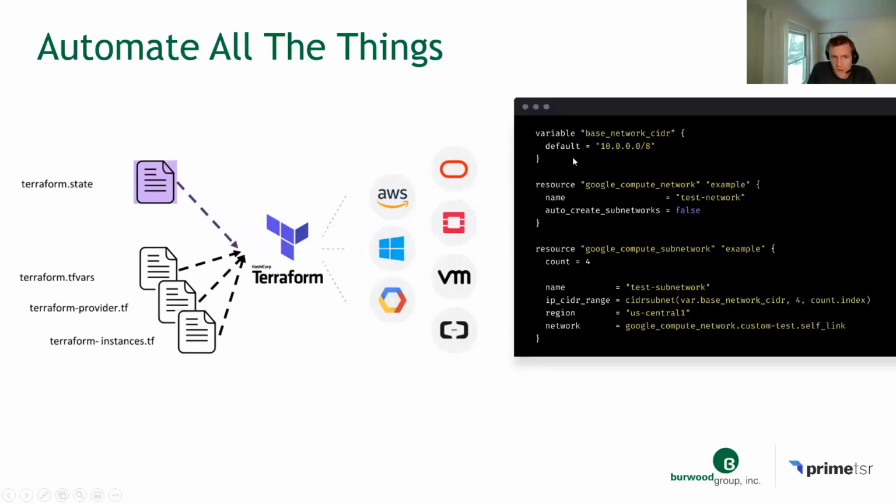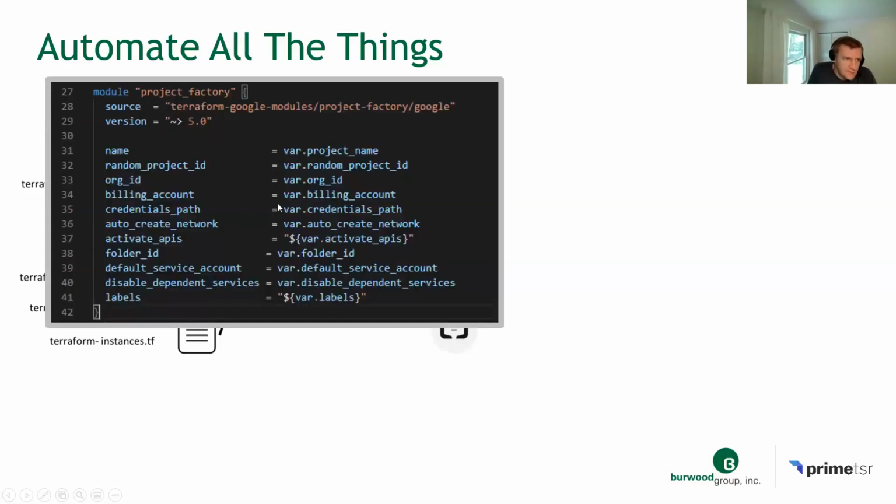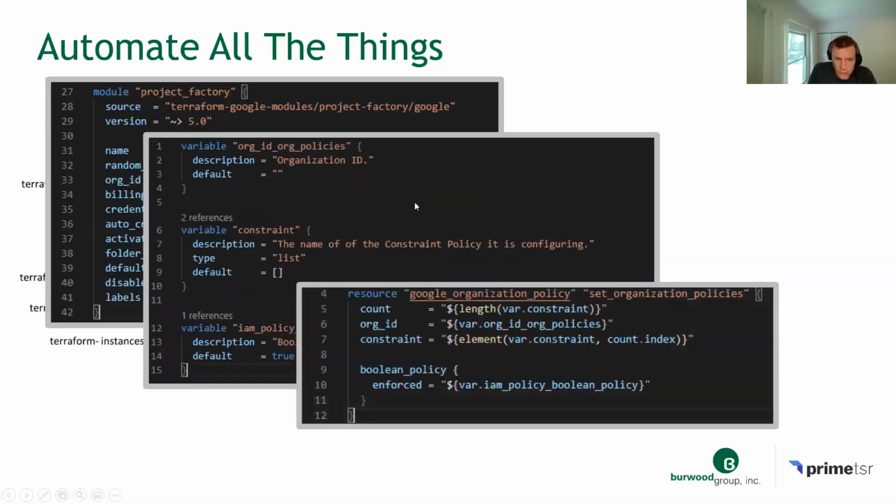So in this case, we're building a network and a subnet. We can also build a Google project. We can also define and build organization policies as well. Whether it's in Azure or Google, Terraform is cloud agnostic. So it's very much our tool of choice for infrastructure as code.